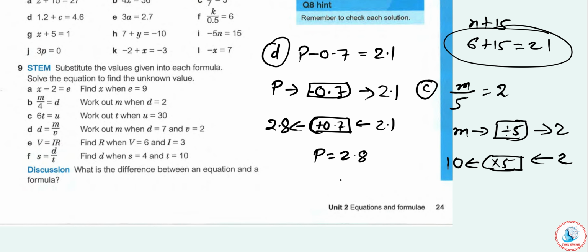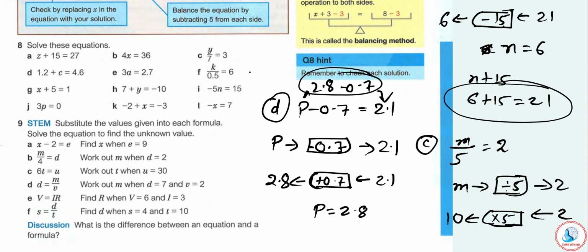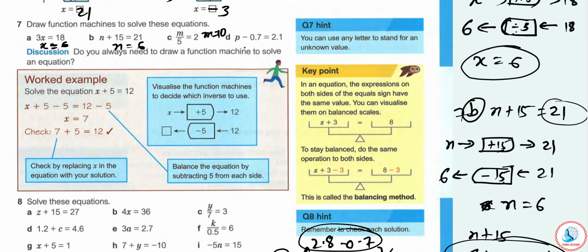Now let's verify it. Put the value here. 2.8 minus 0.7, you are going to get 2.1. So our answer is 2.8. It's correct. So p is equals to 2.8 for question D.